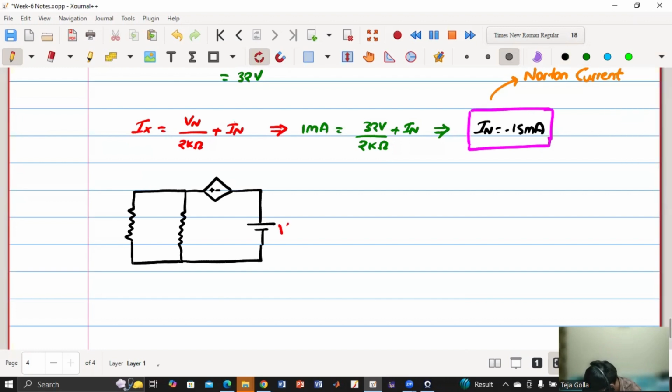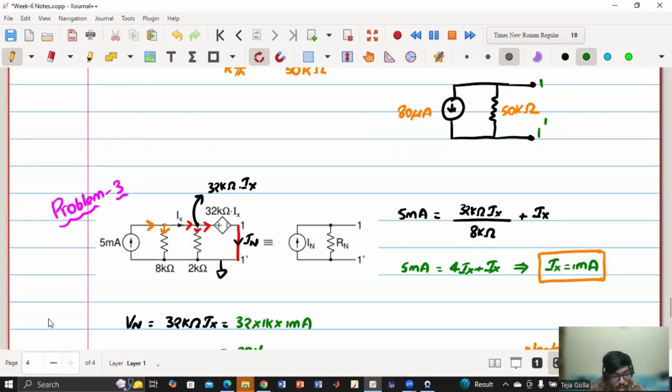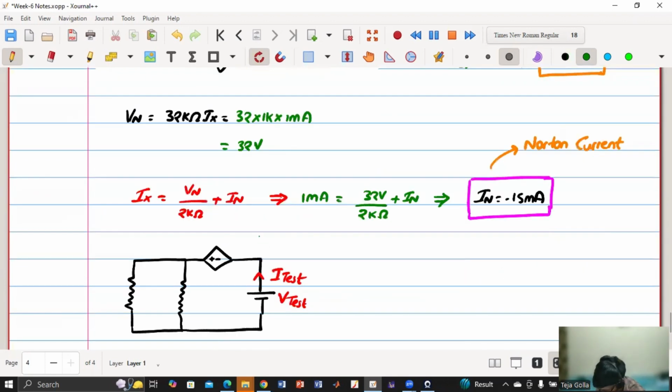So this is my V test with a current I test. And this is how much? Let us see. 8 kilo ohm, 2 kilo ohm. This is 32 kilo ohm into Ix, where Ix is in this direction.